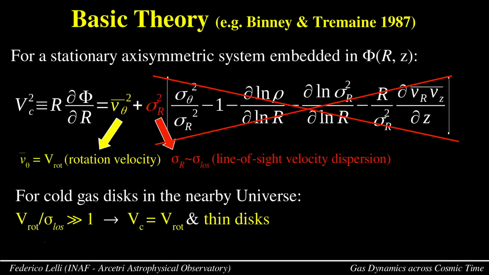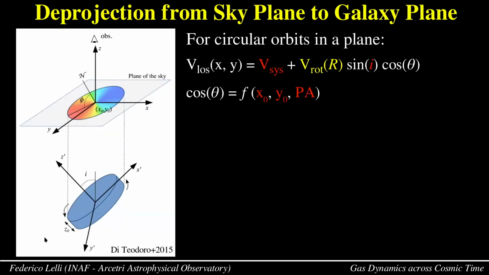So what we have to do in practice is a deprojection from the sky plane to the galaxy plane. If you have a circular orbit, this is the relevant equation. We want to infer the rotation velocity at a given radius. And to do that, we need to know a number of geometric parameters, which are the galaxy center, the position angle, the inclination angle, and the systemic velocity.